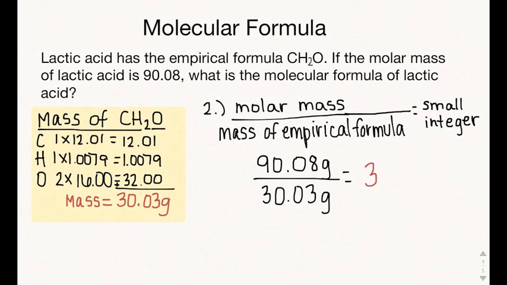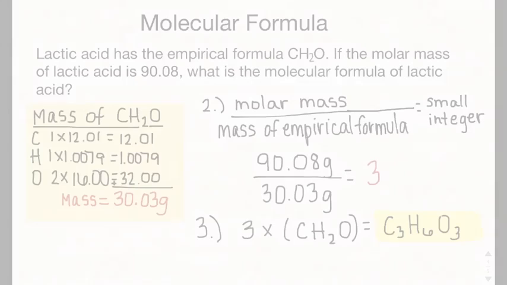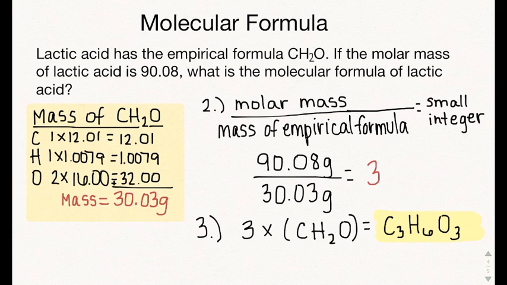Second, we use the formula molar mass over mass of the empirical formula to find a small integer. 90.08 grams divided by 30.03 grams equals 3. Lastly, you multiply the small integer by the empirical formula CH2O, which equals the molecular formula of lactic acid, C3H6O3.